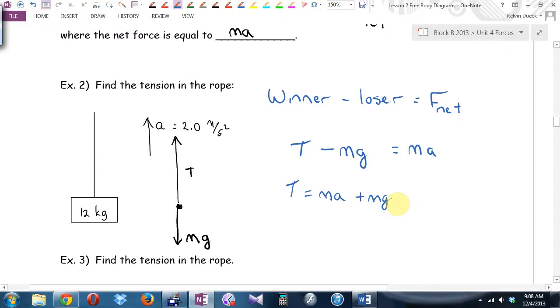Let's walk through the right-hand side. Do I know the mass? Do I know A? 2. Do I know the mass again? Yeah. Do I know G? Not negative. We took care of the negative with our tug-of-war analogy. What's G? Just plain old 9.8. So tension is going to be 12 times 2 plus 12 times 9.8.